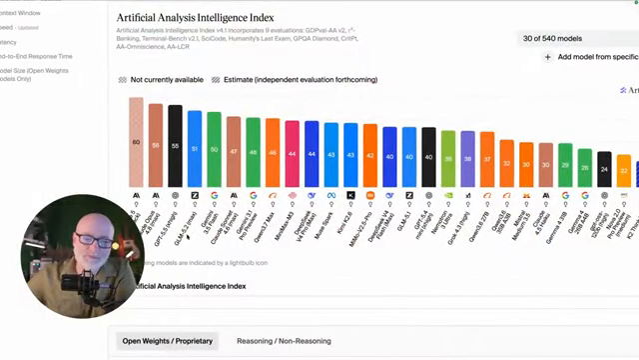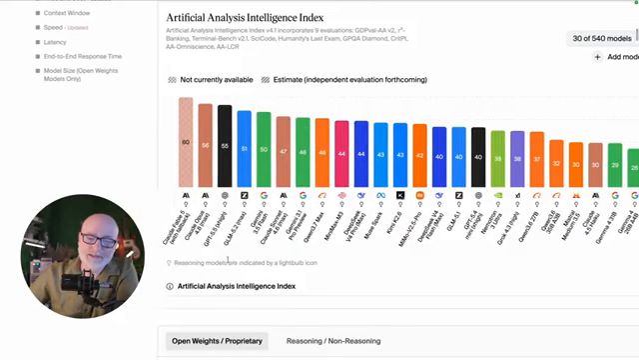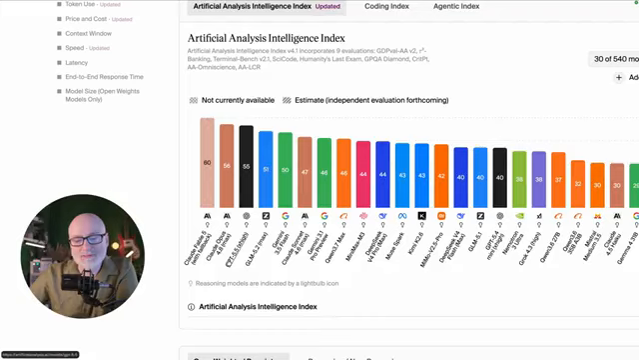GLM 5.2, it's telling us a different story. And that is why this moment is pretty exciting.